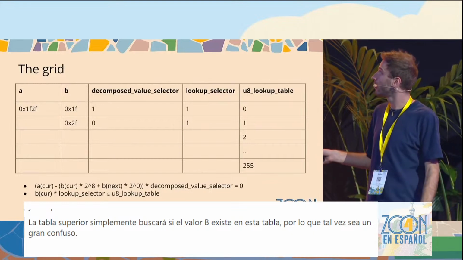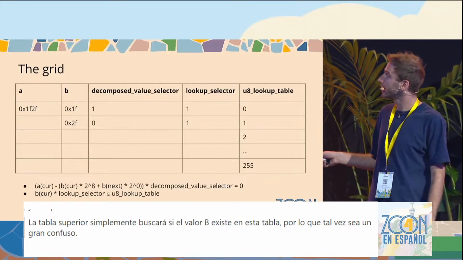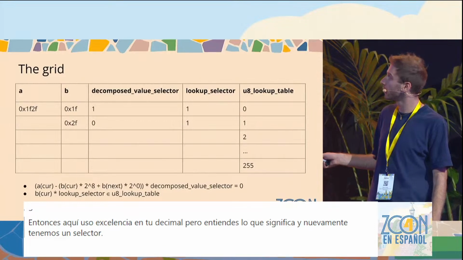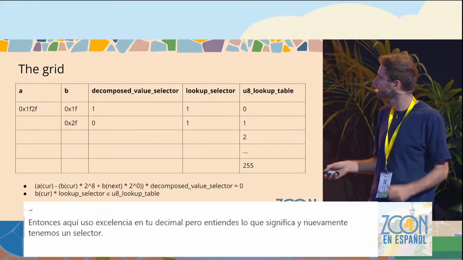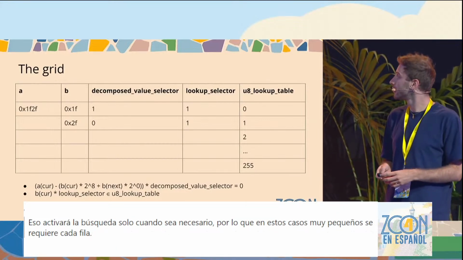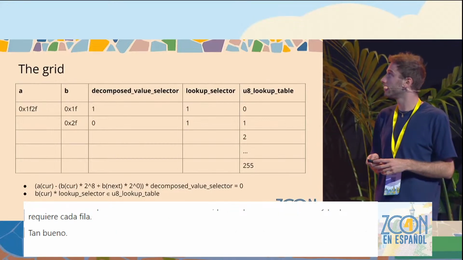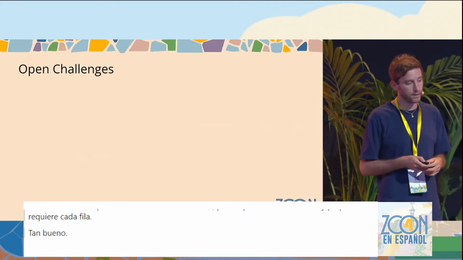And again, we have a selector that will activate the lookup only when required. So in this very small case, it's required at every row. So good, this is basically how we define the range check chip.